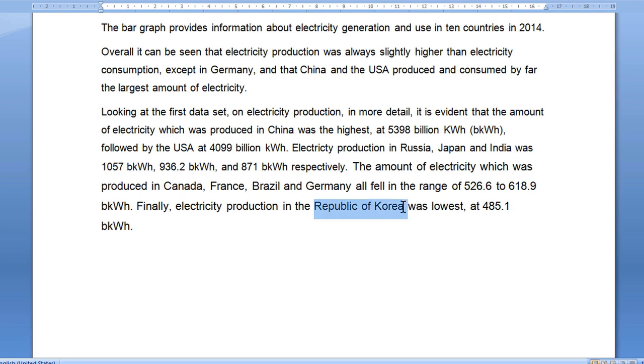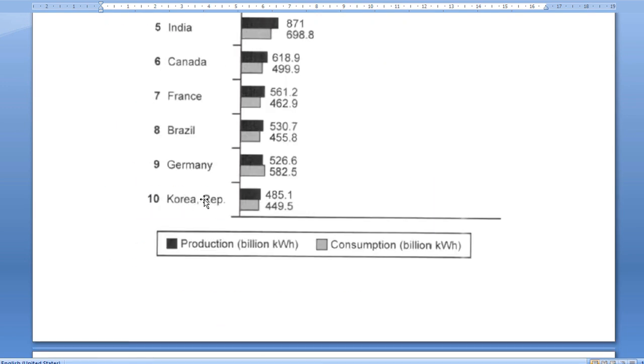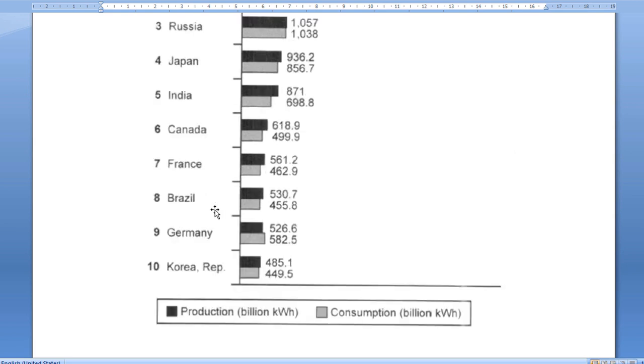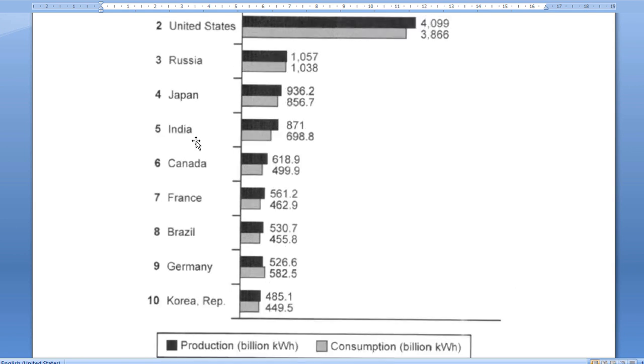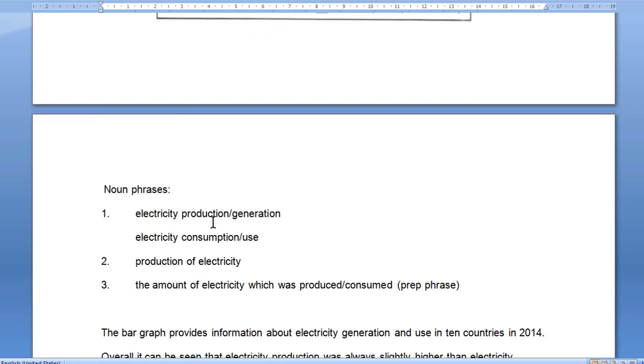Please notice I had to write it out. A lot of students, they just see this. This is a shortened version. It's for the table. It's for the chart. Don't write it like this. You must actually write Republic of Korea. The USA, it's okay to write USA, or the United Kingdom, it's okay to write UK. But others, no, you must write them out.